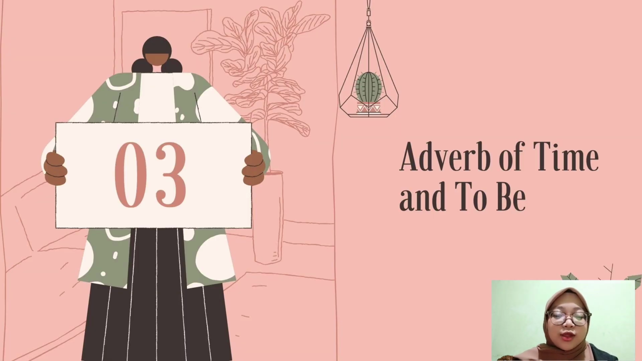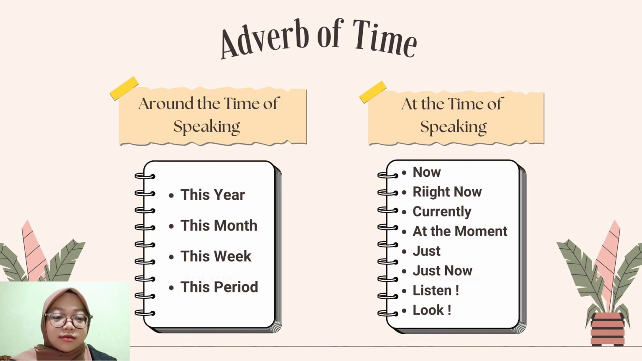Adverb of time and to be. There are 2 types of adverb of time. The first one is around the time of speaking. This includes this year, this month, this week, this period. And the second is at the time of speaking. This includes now, right now, currently, at the moment, just now, listen and look.